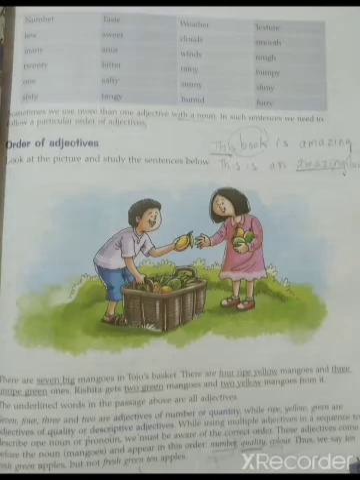अच्छा, अब इसका order हमारे हिसाब से नहीं होगा. That only we are going to study. So order of adjectives. Now if you see over here in the paragraph, how many adjectives are there? See, read 2 lines. There are 7 big mangoes in Tojo's basket. There are 4 ripe yellow mangoes and 3 unripe ones. Rishita gets 2 green ones and 2 yellow mangoes from it.